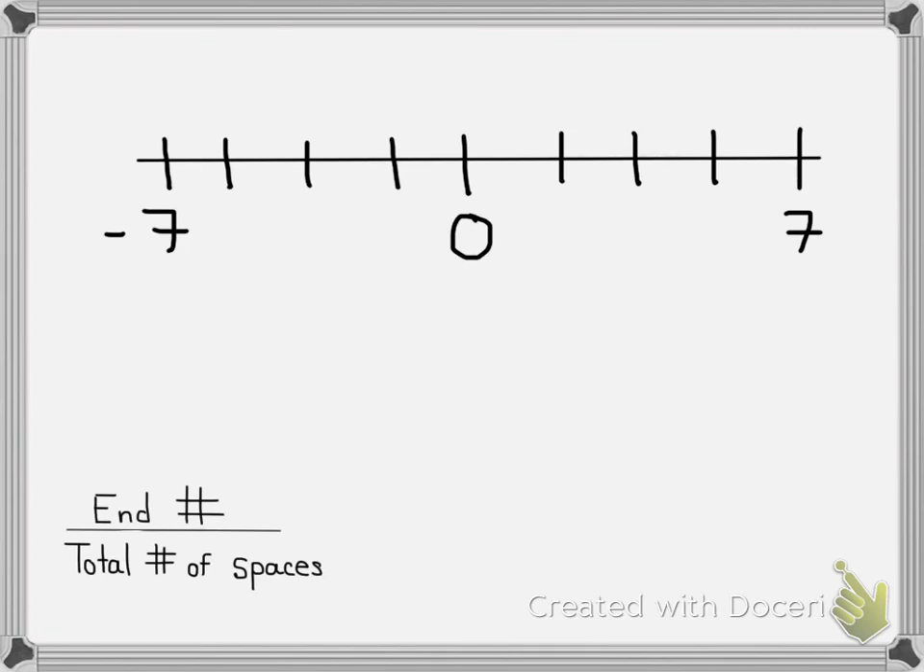Our n number here, you can pick either -7 or 7. It won't impact the outcome. So the top of my fraction is 7. The total number of spaces, I'm going to put in green.